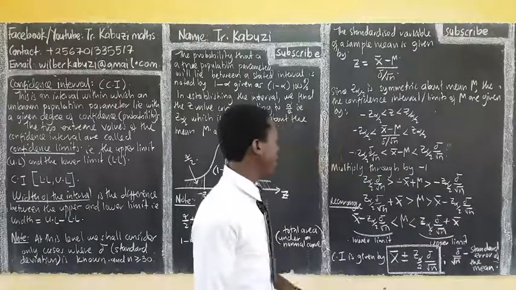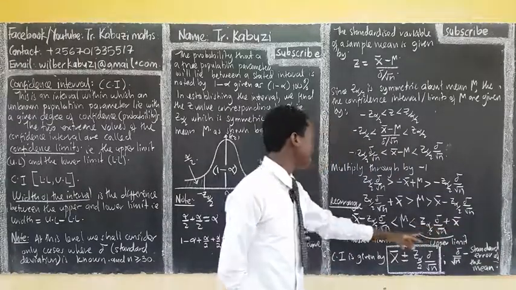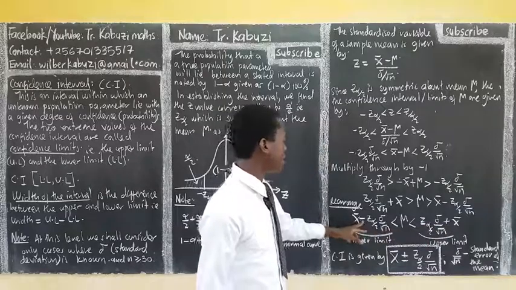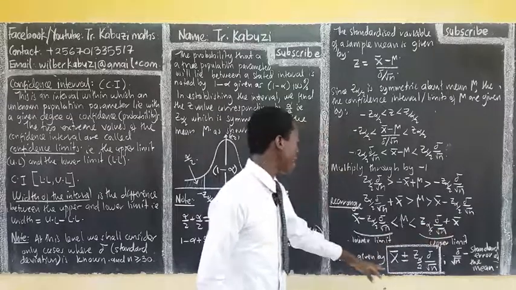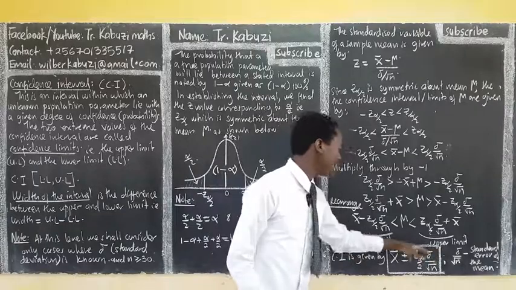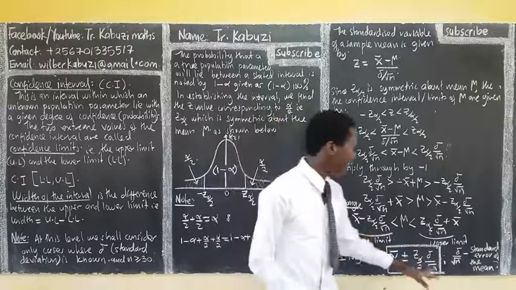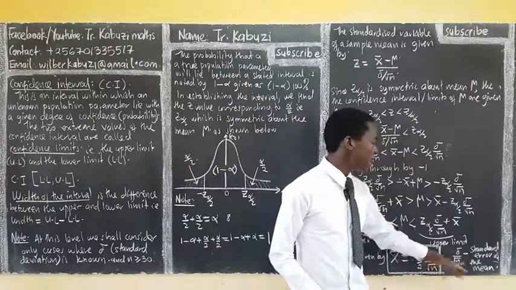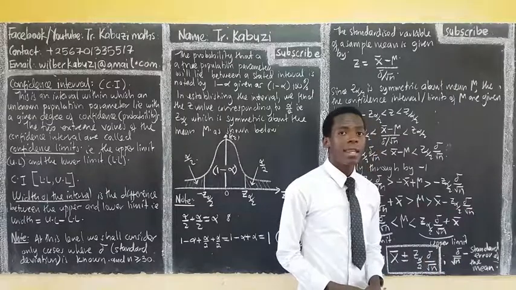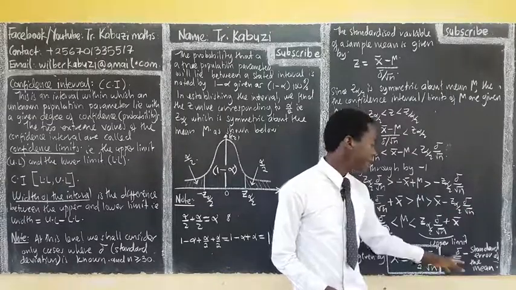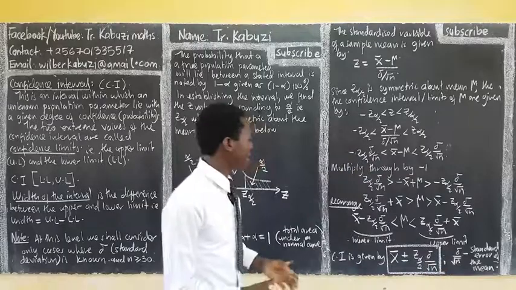The plus or minus this, there, and this. So this plus or minus, when I bring it here, that's what it's going to be. Now note that sigma over root n is what we call the standard error of the mean. Sigma over root n. So that's how we have that.